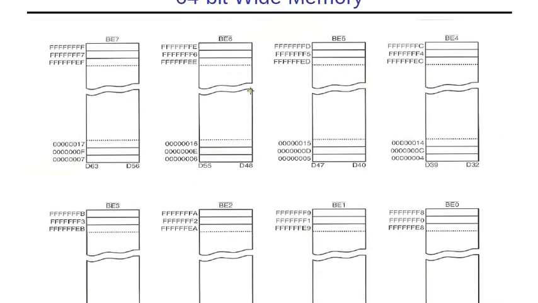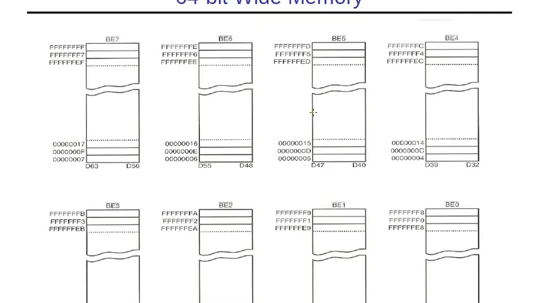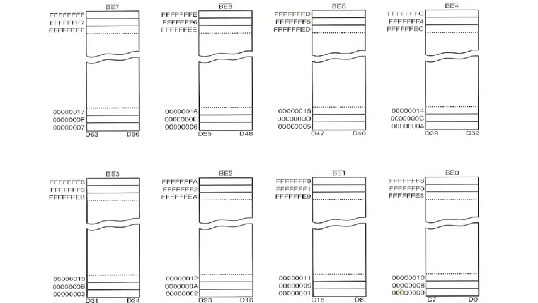Now for 16-bit wide memory, where we have 16 bits and we need 8 times 2, we start from 0, 1, then 2, 3, then 4, 5, 6, and 7, and so on till FFFFF.